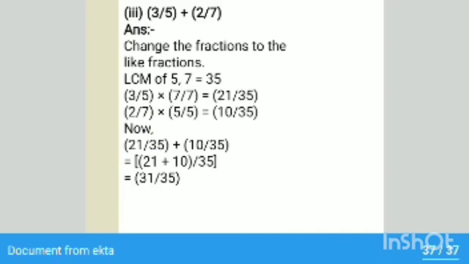Here were the introduction of fractions and question number 1, first part and third part of exercise 2.1.